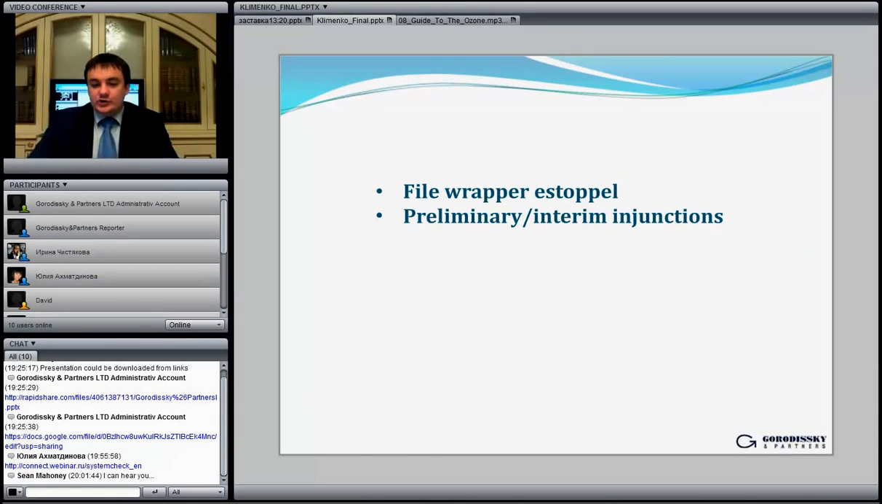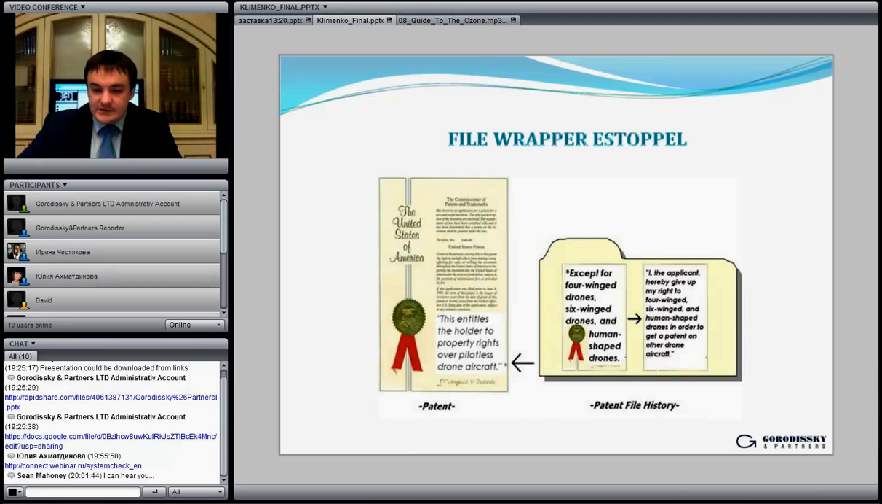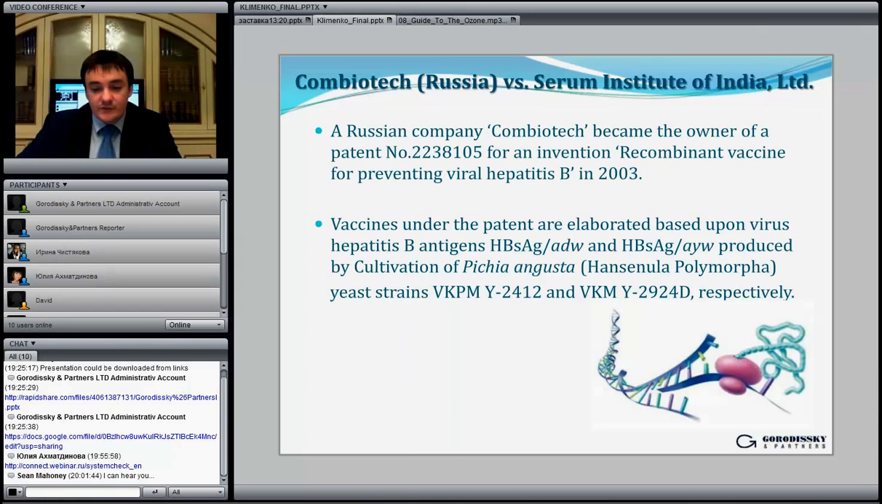There are two other topics which I would like to tell about. One of them is the file Aristotle, and I must say that the Russian law actually doesn't provide such a file Aristotle doctrine. And therefore, there are no rules regulating this issue. However, I will talk about this in view of the recent court practice, which is a precedent case in which a Russian company became the owner of a patent for an invention for a vaccine in the year 2003. The vaccine was elaborated based upon particular antigens produced by cultivation of Hansenula polymorpha yeast strains.